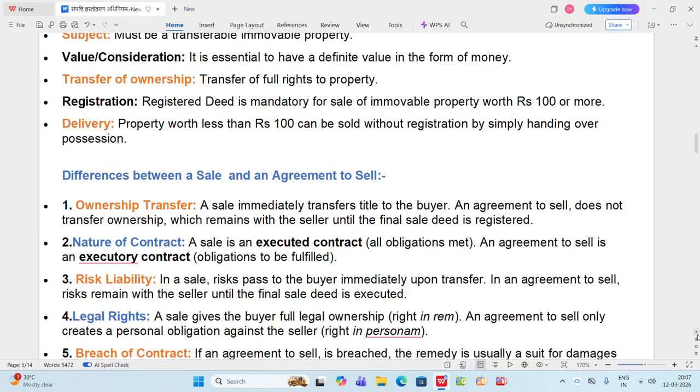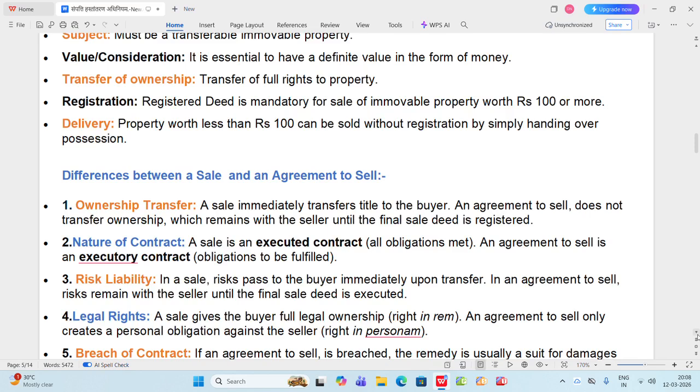So first is ownership transfer. A sale immediately transfers title to the buyer. In the case of a sale, title is transferred, means all the rights attached with the property are immediately transferred to the buyer. But an agreement does not transfer ownership, which remains with the seller until the final sale deed is registered. So this is the difference.